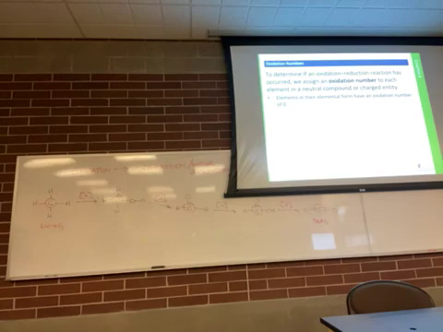Any element in its elemental form is always 0. So hydrogen as H2 is 0. Oxygen as O2 is 0. Aluminum as a metal is 0. Calcium as a metal is 0. Anything in its elemental form is always 0. Okay, number 1.